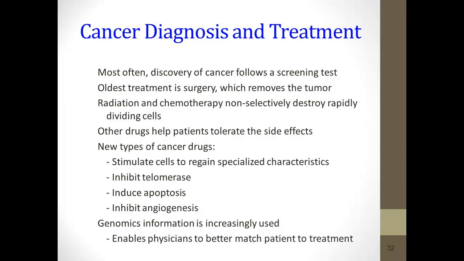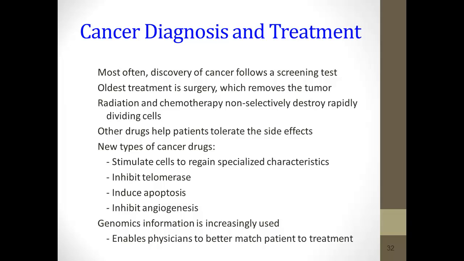Cancer diagnosis and treatment. Most often cancer is discovered on a screening test. The oldest form of treatment is actually surgery, which removes the tumor. We can use radiation or chemotherapy, which non-selectively destroys the rapidly dividing cells. We can also use drugs that do the same. There are some new types of drugs which are used to stimulate cells to regain their specialized characteristics, some to inhibit telomerase at the telomeres, to induce apoptosis, or inhibit angiogenesis.